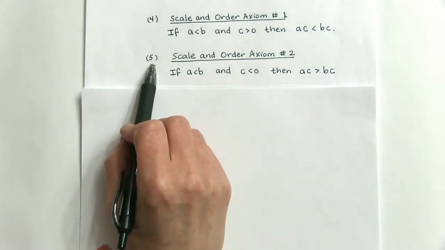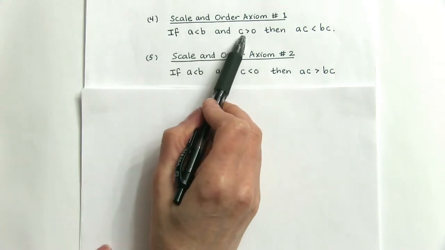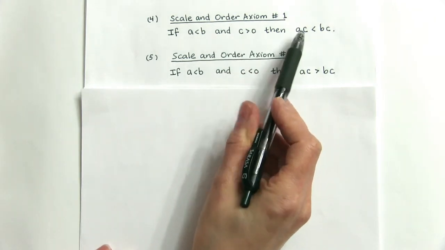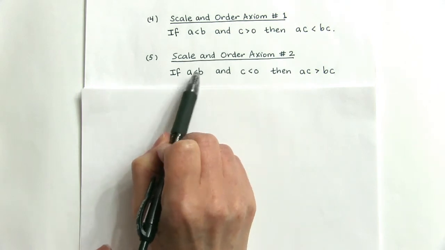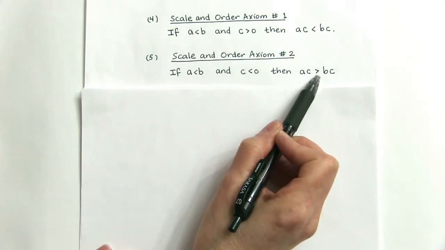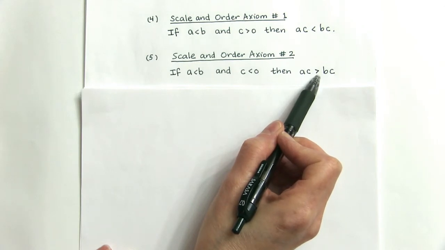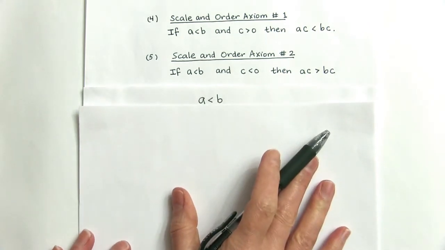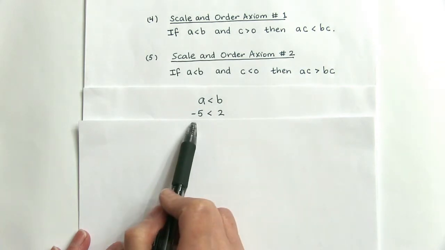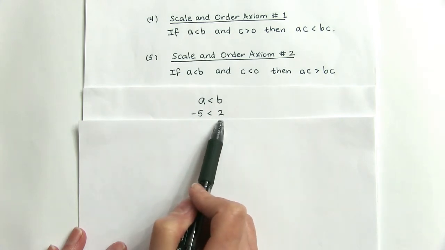The fourth and the fifth axioms say that if you scale both sides of an inequality by the same positive number, then the inequality remains unchanged. But if you scale both sides of an inequality by the same negative number, then the inequality gets reversed. For example, let's take the inequality a is less than b. I took a as minus 5 and b is 2, and minus 5 is less than 2.